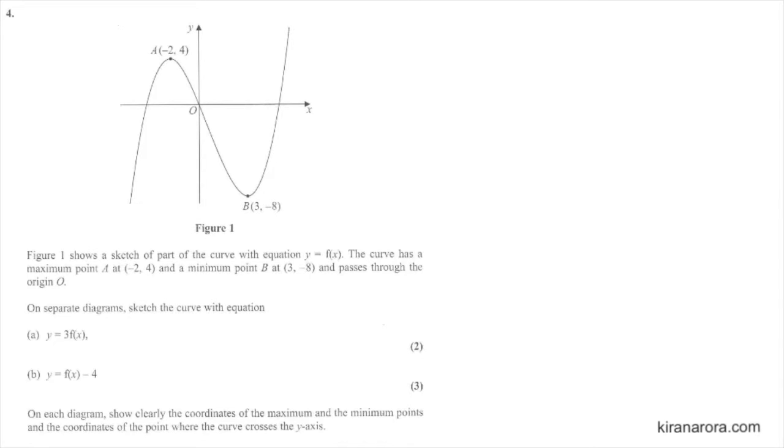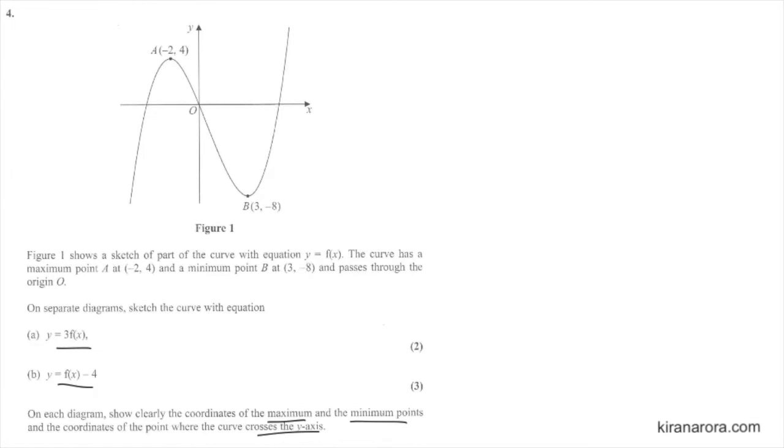Question 4 of the C1 2016 Edexcel paper is looking at graph transformations. We've got two different graph transformations to do. With any sort of exam question, what you'll generally have to do is draw the new transformation and show clearly maximum, minimum points and where it crosses the y-axis. Sometimes the x-axis, but mainly just the y-axis.